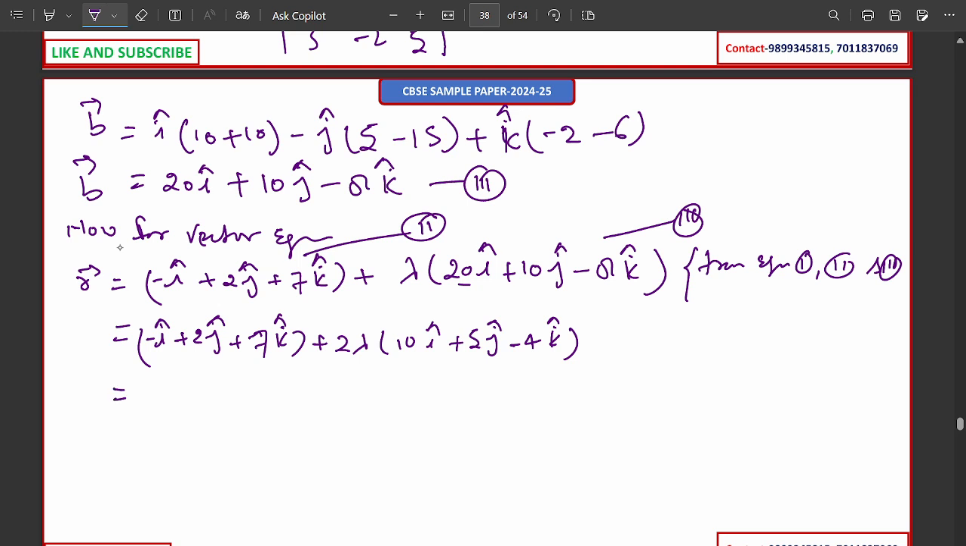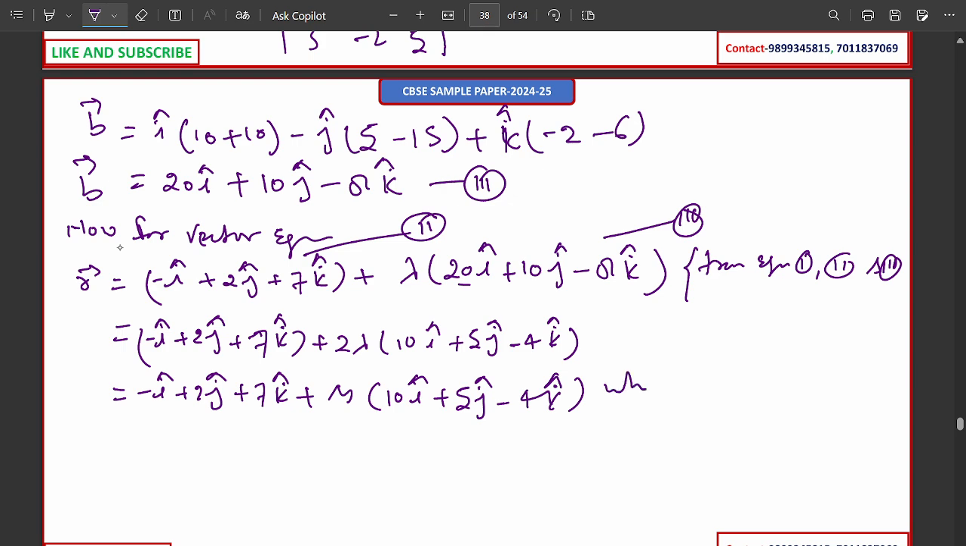Now let minus i unit vector plus 2j unit vector plus 7k unit vector plus mu, another constant, times 10 i unit vector plus 5 j unit vector minus 4 k unit vector, where mu is equal to 2 lambda. So basically this is the vector form. This is the first answer, the vector form.